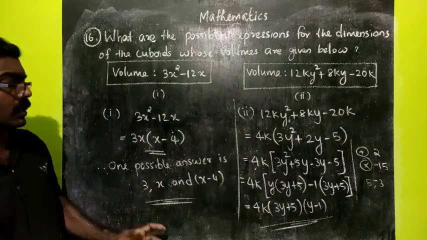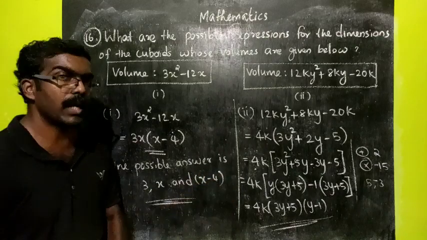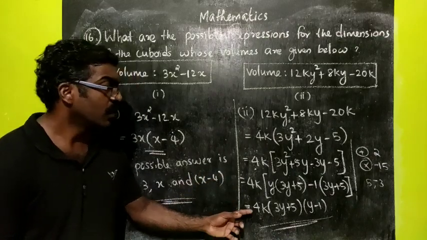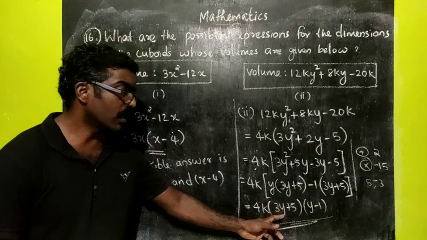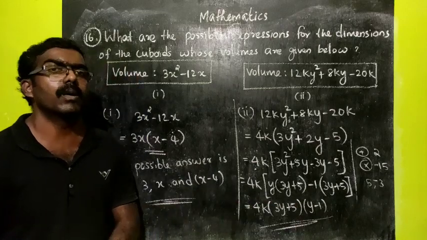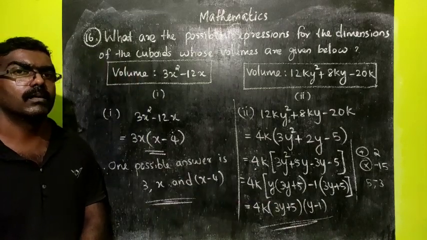So as in the first case, here also one possible answer is 4k, comma, 3y plus 5, comma, y minus 1. Clear?